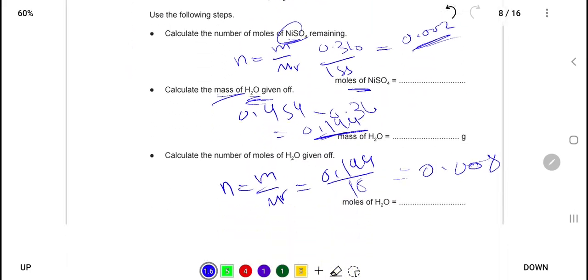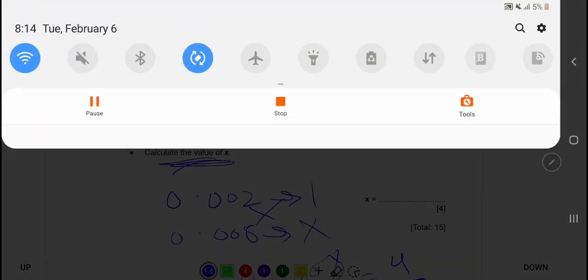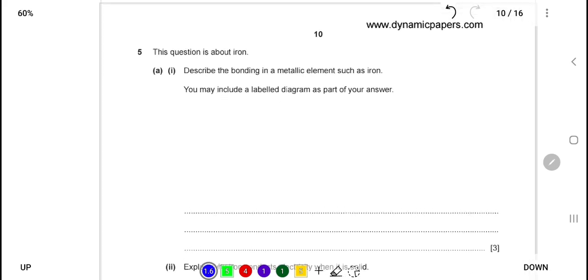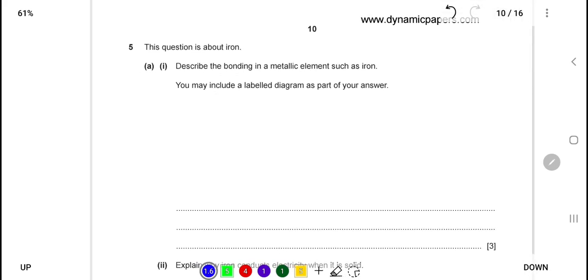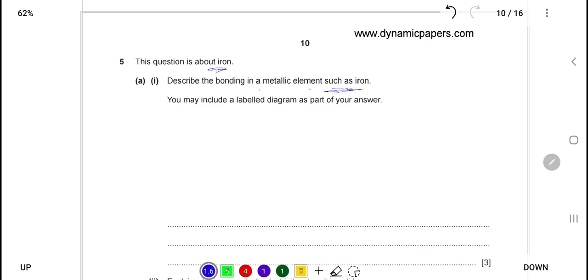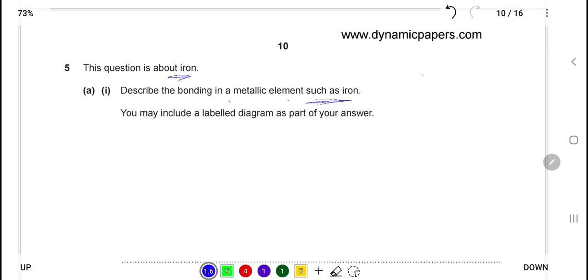It will be a tricky question at first, but it's easy, trust me. So now we have question 5. The question is about iron. Describe the bonding in a metallic element such as iron. In a metallic element, you need to know it's only a metal.